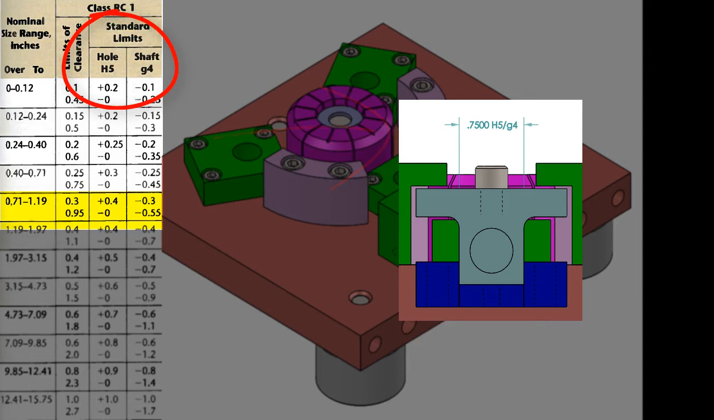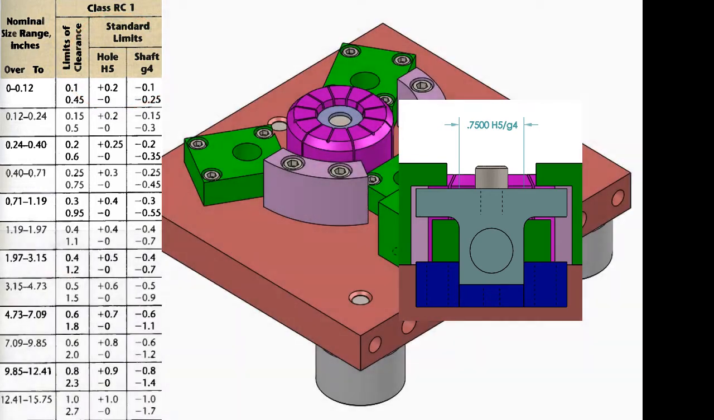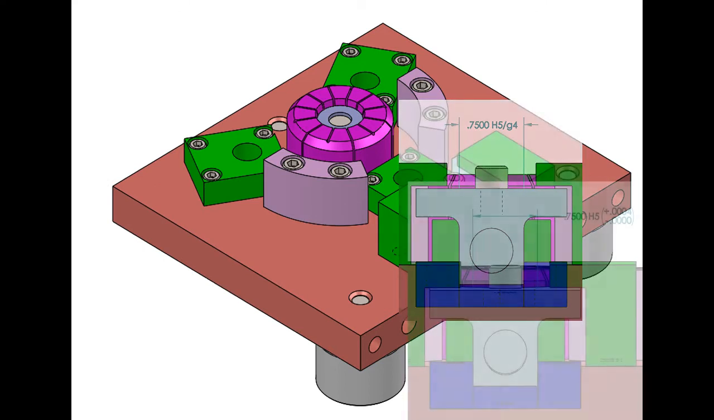When I create a part print for this base plate, the hole callout will include the tolerance information as shown here. The H5 denotes the hole tolerance and the G4 denotes the shaft tolerance. It is optional to include the shaft tolerance with the hole. Notice the letter grade for the hole tolerance is always a capital letter, and the letter grade for the shaft tolerance is always a small letter.